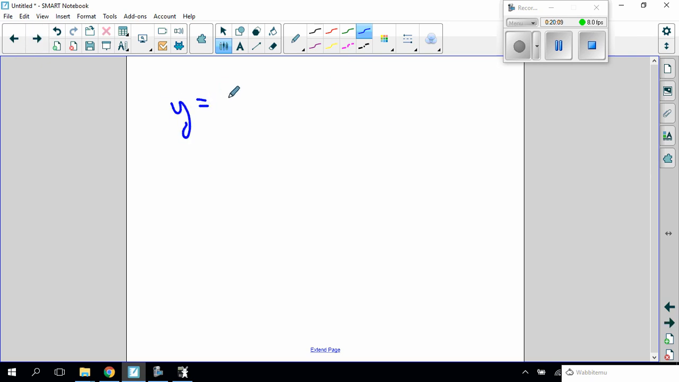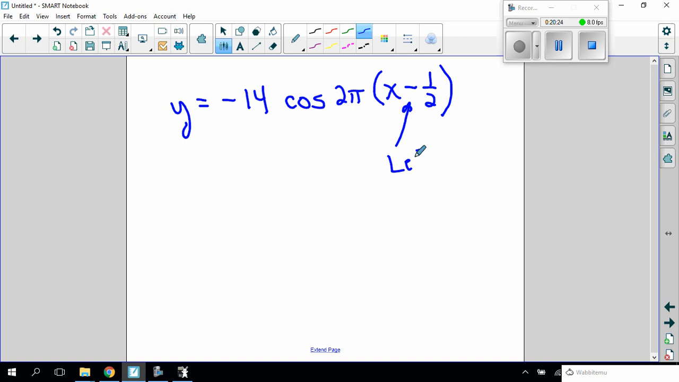Y equals negative 14 cosine 2 pi x minus 1/2. Hey, that's just left 1/2. Sorry, I'm a right-hander. I'm a left-hander. So it's opposite what we think. That's a right 1/2.